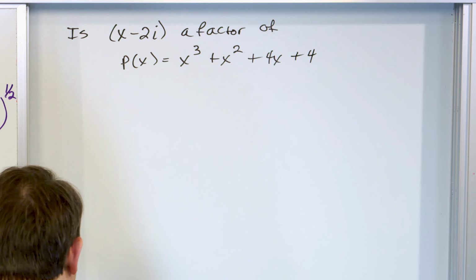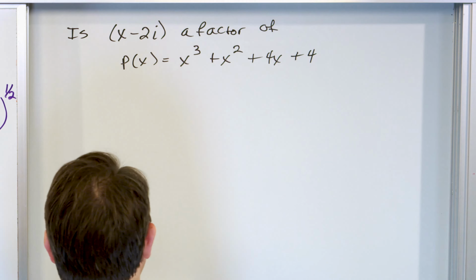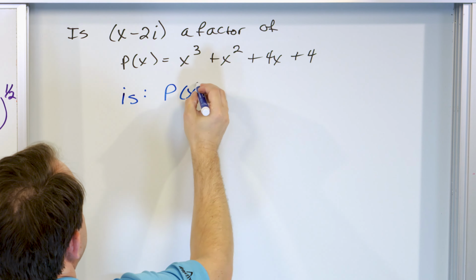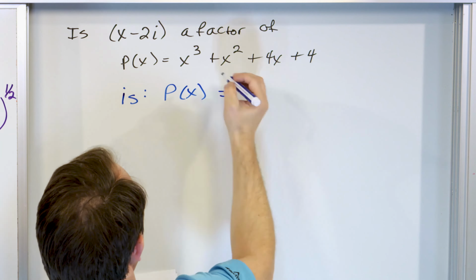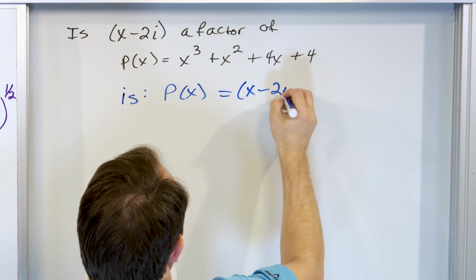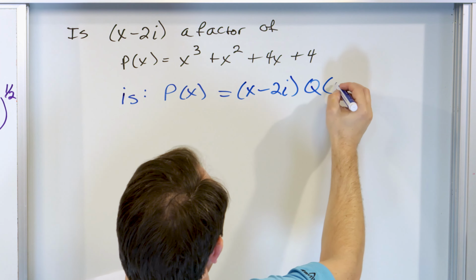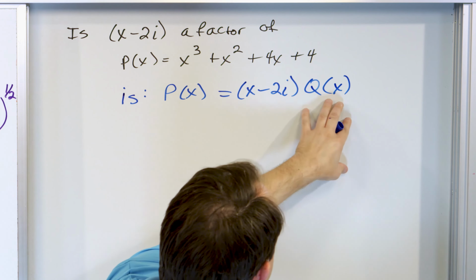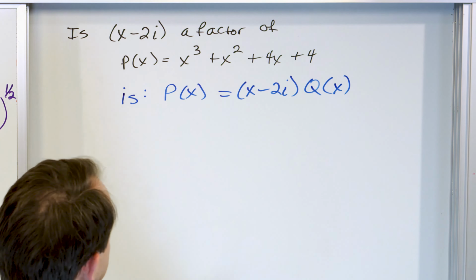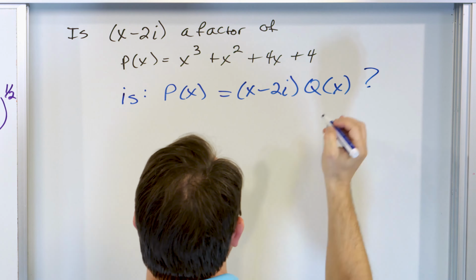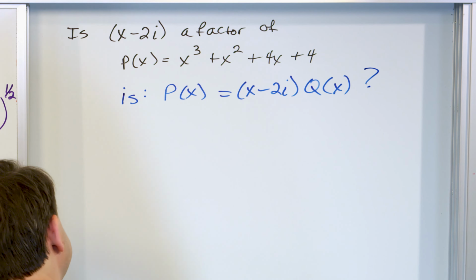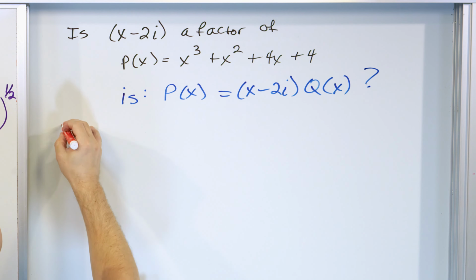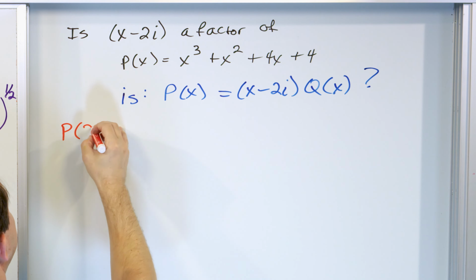And again, I've been saying over and over again, I like to write this because we're going to use it a lot later. Is p of x expressible as this factor, x minus 2i, times more stuff, for lack of a better word? In other words, if it's a factor, then it should be able to be multiplied by other factors to give me the polynomial. Is that true? And in order to figure that out, what we need to do is evaluate this polynomial at the value of 2i.